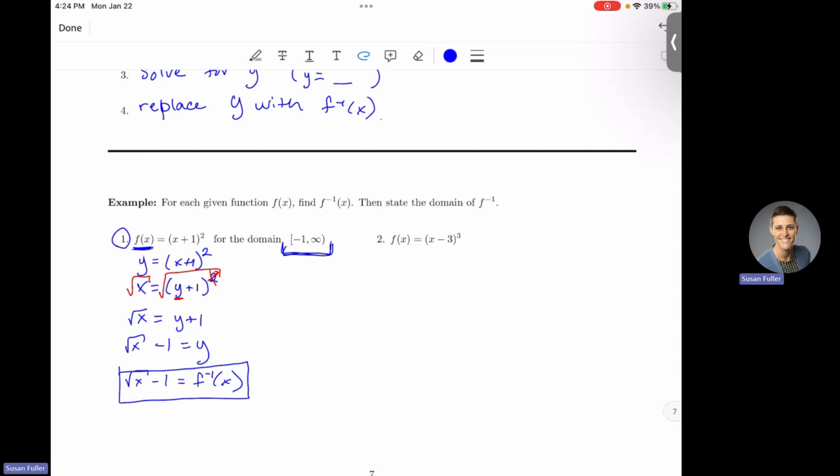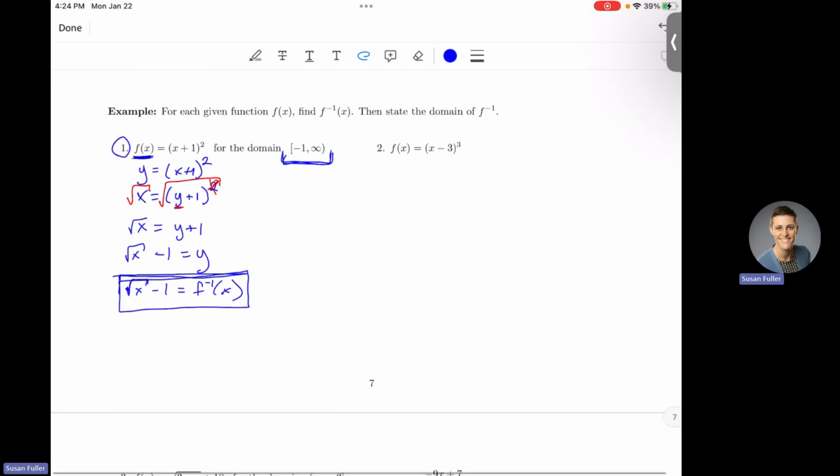And then I have to find the domain of that. So to find the domain of this, we can apply our domain rules. I have a domain rule for fractions, I've got a domain rule for roots, and I've got a domain rule for logs. Here I've got a square root, so I'm going to apply the square root rule.